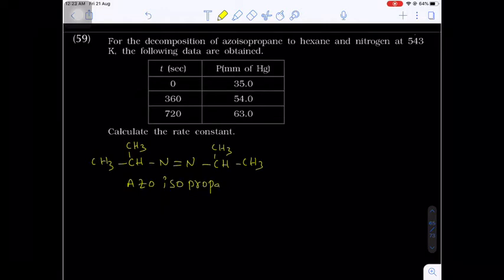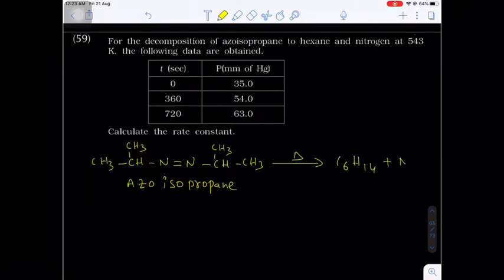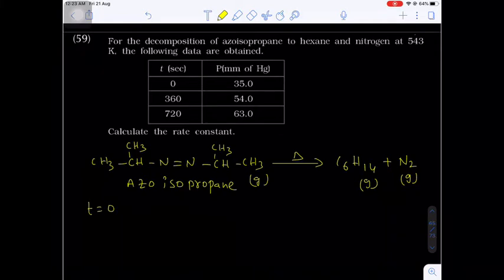Azo-isopropane. Now the thermal decomposition of this azo-isopropane will give hexane, C6H14, and dinitrogen gas. This is also first order gas phase kinetics. Initially, at time T0, what is the pressure given here? 35 mm. That corresponds only to the reactant, the azo-isopropane.